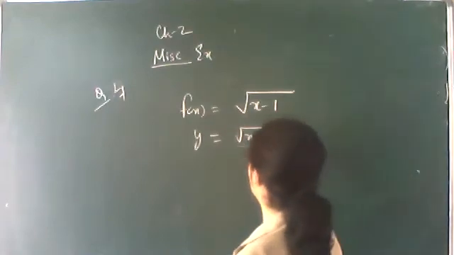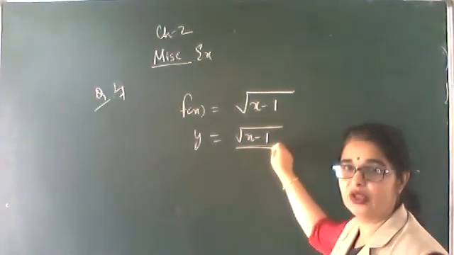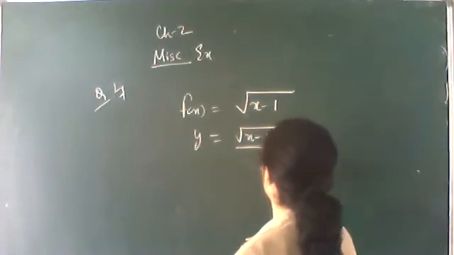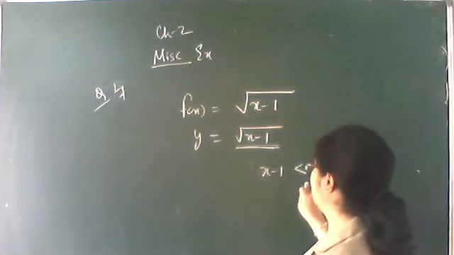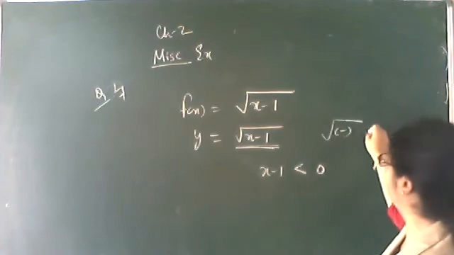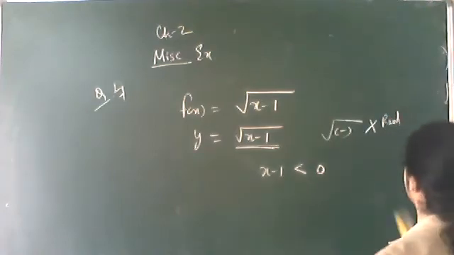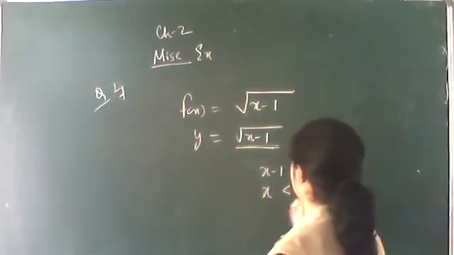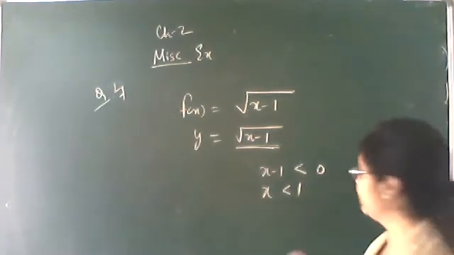Now just see the values. This value cannot be less than 0. It can be 0, but it cannot be less than 0. So x minus 1 should not be less than 0. If it will be less than 0, we will have a negative inside the root, and then it will not be a real number. Clear? So what we will say, x minus 1 is less than 0, so x is less than 1. So we got the domain, x should be less than 1.